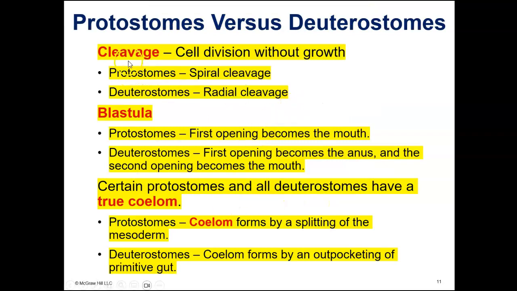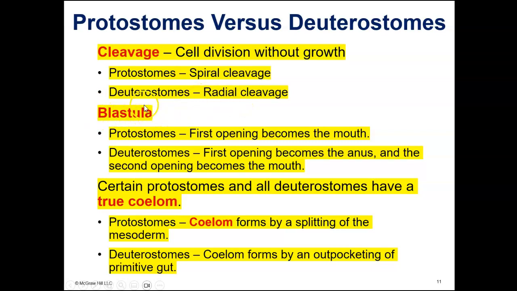When we use the term cleavage, this is what happens with the zygote. Immediately after the zygote forms, it begins to divide, but the overall group of cells is the same exact size as the zygote itself. So the zygote divides into two cells, and those two cells are the same size as the original zygote. So it's cell division without growth. The cells just divide and divide and divide into a ball of cells. For protostomes, the cleavage is spiral, and for deuterostomes, it is radial.